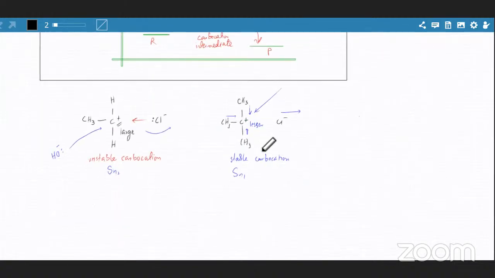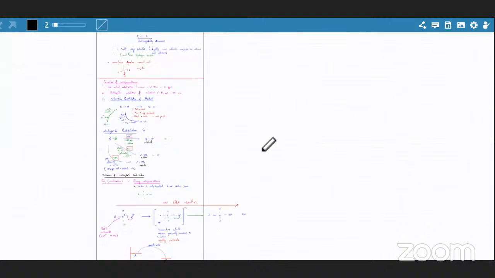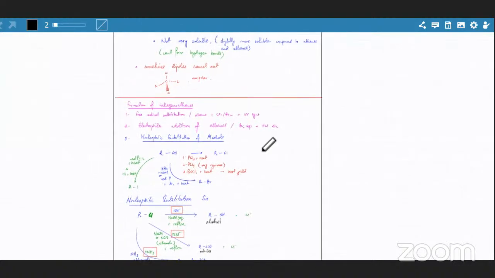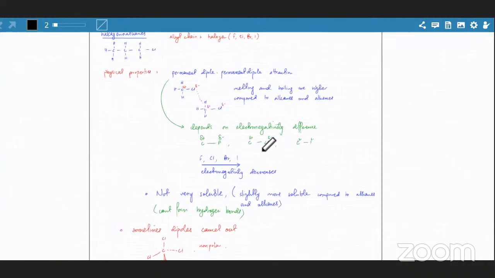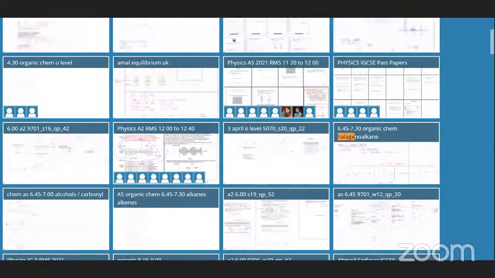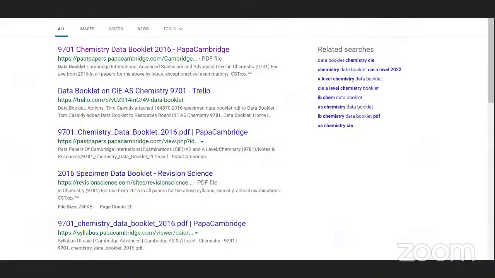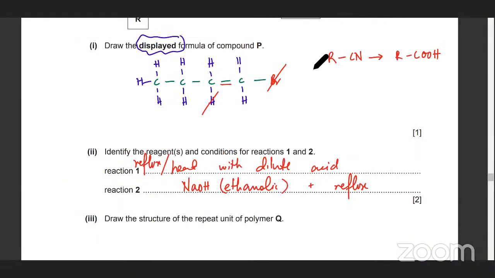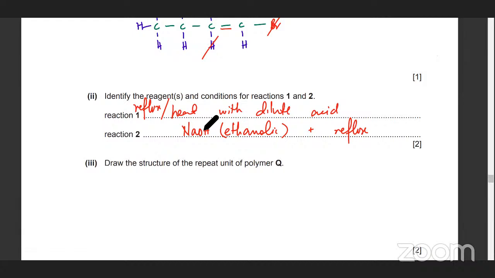And then there was this last one, the elimination reaction, which is this one, which we just did. If you use NaOH ethanolic and reflux, instead of a substitution, what you get is an elimination reaction. The Br and the H get eliminated.